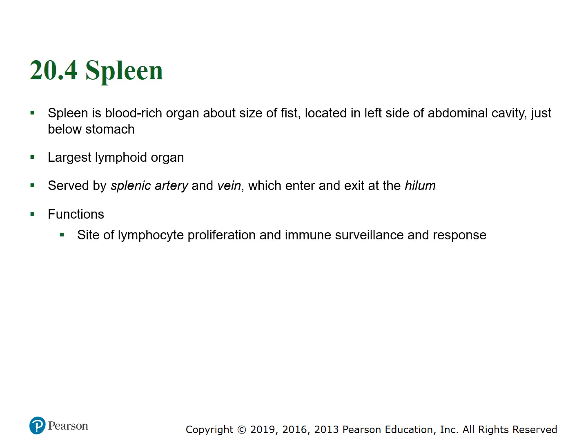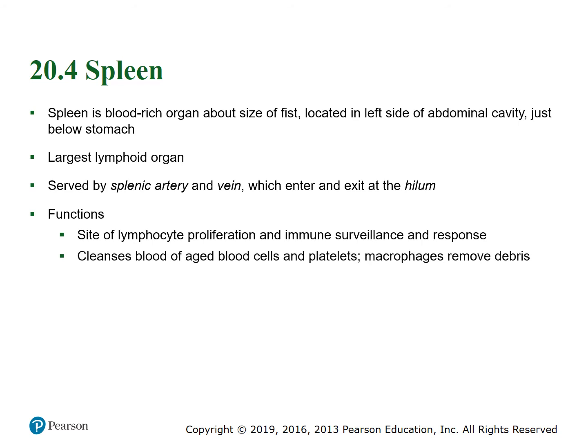So the functions of the spleen are, this is another site of lymphocyte proliferation, another site of immune surveillance and response. So in that respect, the spleen is a little bit like a large-scale lymph node. However, it also cleanses the blood of aged blood cells and platelets, and this is what keeps it from being basically just a large lymph node. It's also got functions with the circulatory system. Macrophages are also going to remove debris from the bloodstream in this place. So the spleen serves as kind of a large size filter for both the lymphatic system and the circulatory system.